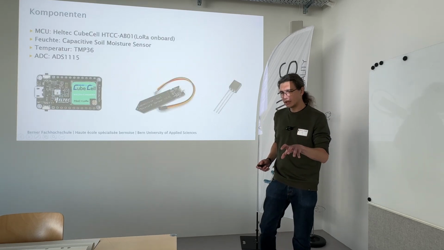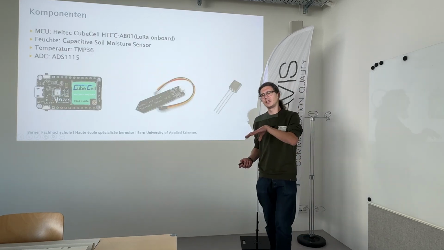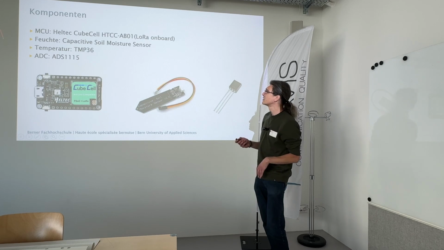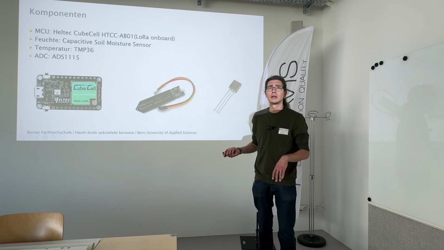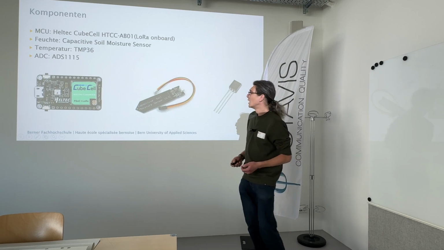So in more detail, what do we use? We first went with ESP32 based systems. We then switched to these Heltec CubeCell boards. They are small, they're cheap, and they have the LoRa module integrated, and they don't come with all the fuss of Bluetooth and Wi-Fi that we don't need anyway.